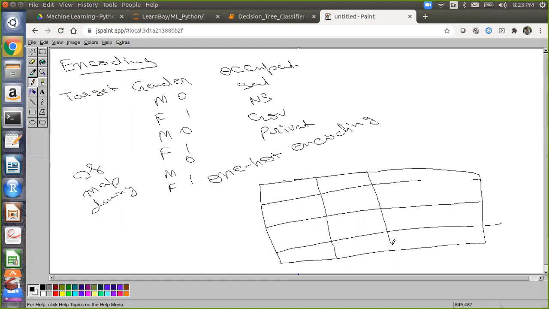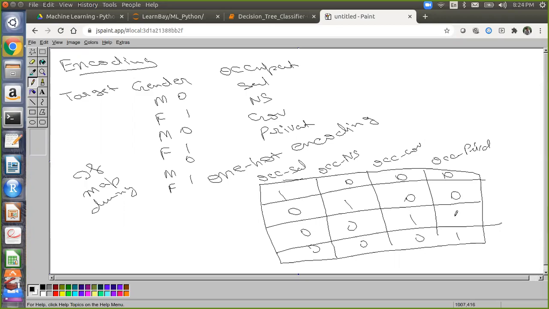Now what happens in the one hot encoding case? It will split these unique values into multiple columns: occupation underscore salaried, occupation underscore non-salaried, occupation underscore government, occupation underscore private. Now what will happen? 1 1 1 1 0 0 0 0 0 0 0 0 0 0 0. So this is called one hot encoding.